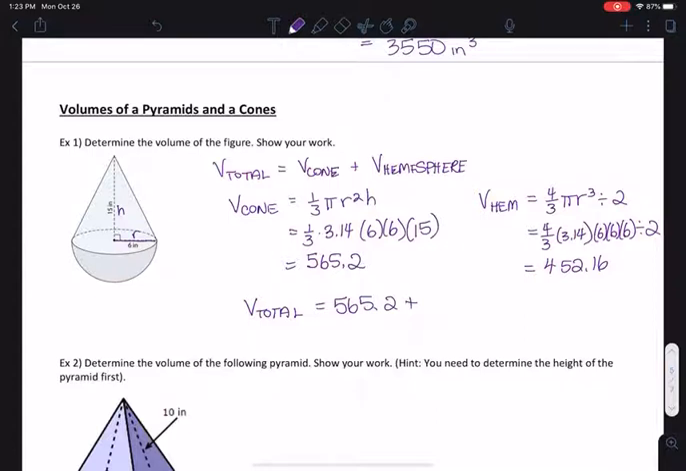So the total volume is the sum of those two volumes, 565.2 plus 452.16. We'll add those together. So we get 1017.4 because it rounds up. That's approximate. And this is 3-dimensional, so it's inches cubed for my volume.